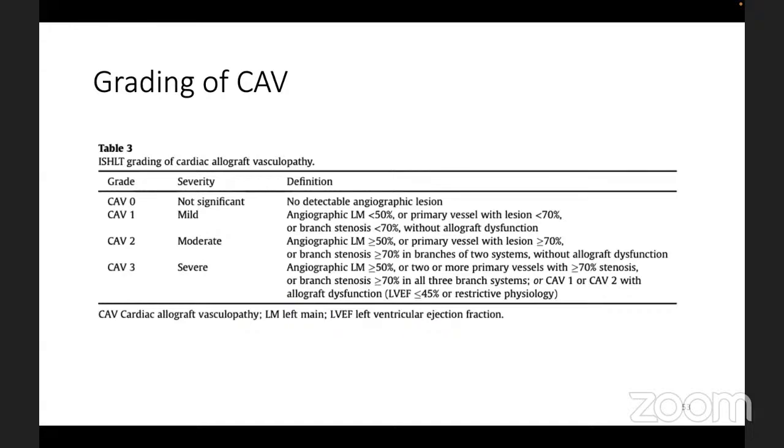In CAV 2, it's considered moderate, and usually the left main would be involved in 50% or more, or there's a primary vessel with a lesion more than 70%, or branch stenosis more than 70% in branches of two systems, without allograft dysfunction. Now in severe, you need to have allograft dysfunction regardless of the involvement. But usually left main more than 50%, or primary vessels more than 70%, or branch stenosis more than 70% in all three branch systems, with ejection fraction less than 45.